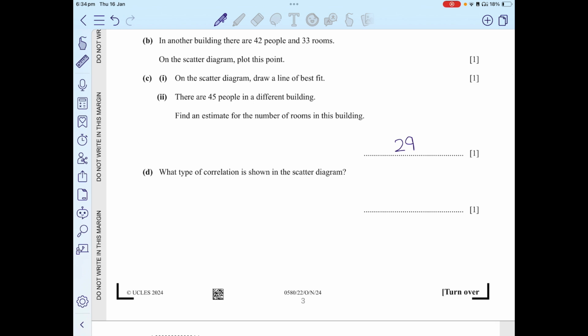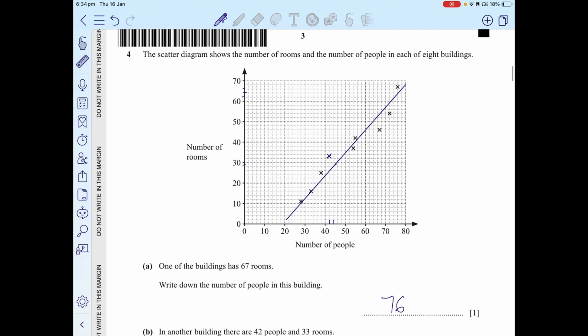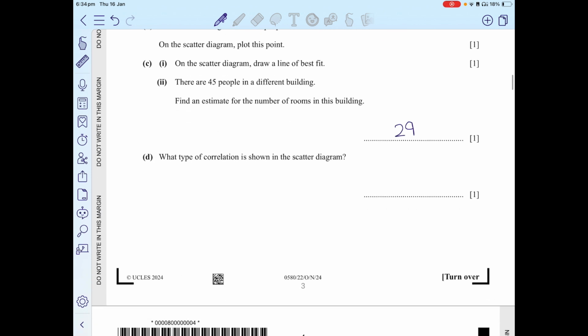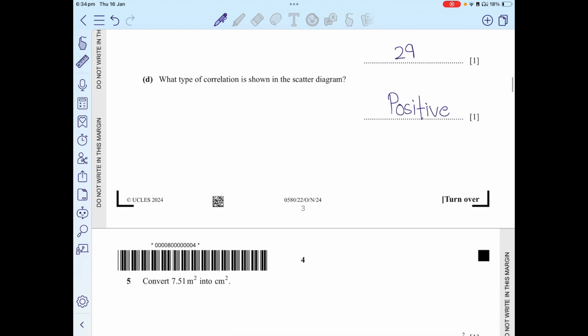Which type of correlation is shown in the scatter diagram? In this scatter diagram, we can see that the values are rising upwards, so therefore there's a positive correlation. Positive. All right, now we move on to the next question.